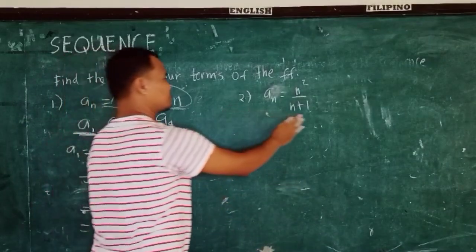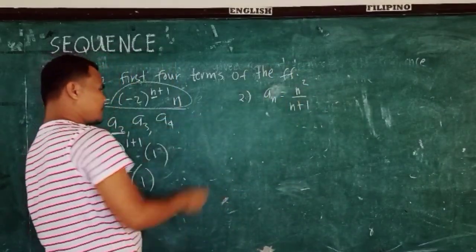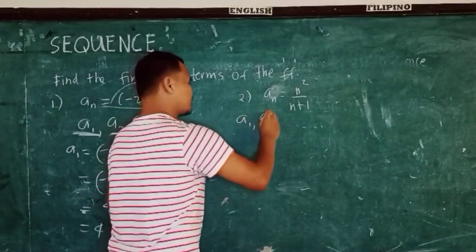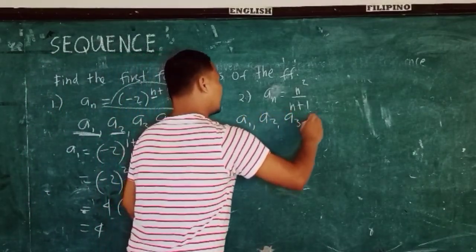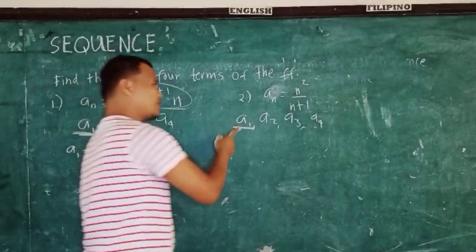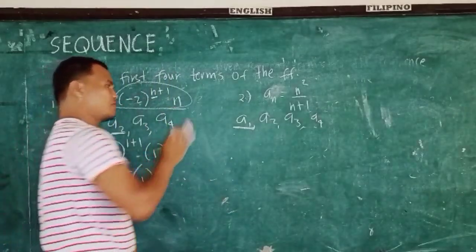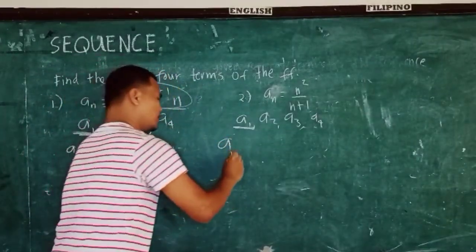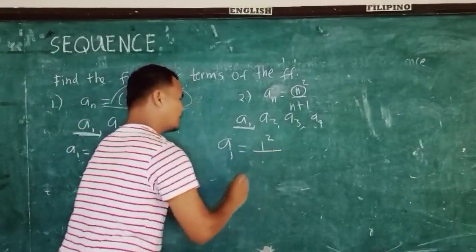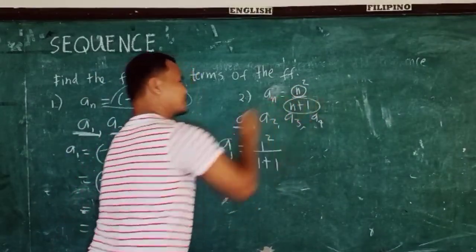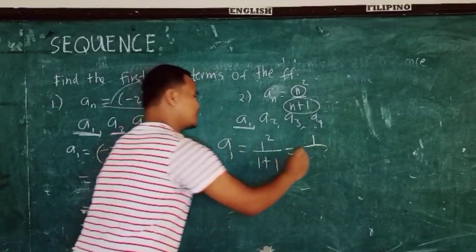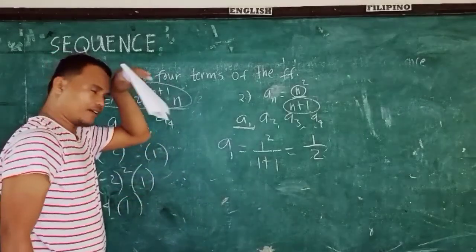Then here in the second problem, same. If we are going to find the first 4 terms, we are going to find the first term, second term, third term, and fourth term. So if we are to find the first term, it implies that n equals 1. So substitute the value of n, which is equal to 1. A sub 1 equals 1 squared, because n is 1, over 1 plus 1, because n is 1. Then 1 squared is 1, 1 plus 1 is 2. So the first term is 1 half.